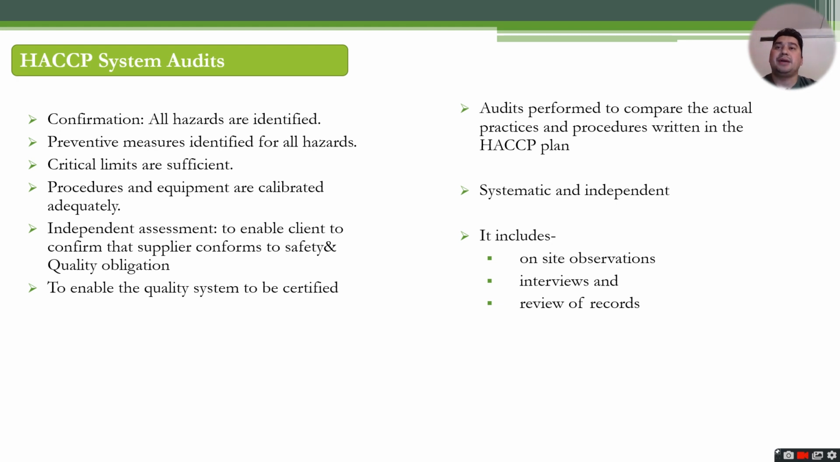First of all, confirmation that all hazards are identified. Preventive measures identified for all hazards. Critical limits are sufficient. Procedures and equipment are calibrated adequately. Independent assessment to enable the client to confirm that the supplier conforms to safety and quality obligations, and to enable the quality system to be certified. The audit is performed to compare the actual practices with the procedures written in the HACCP plan, systematic and independent. It includes on-site observation, interviews, and review of records. So whenever you are doing the HACCP audits, you have to check all these things to make sure that all the systems are followed properly.